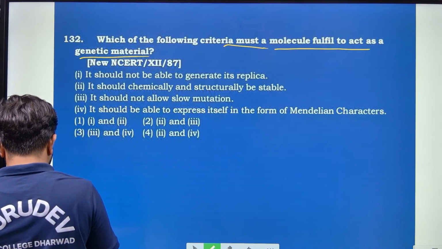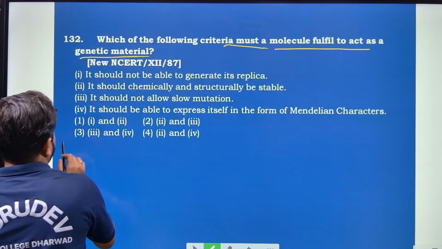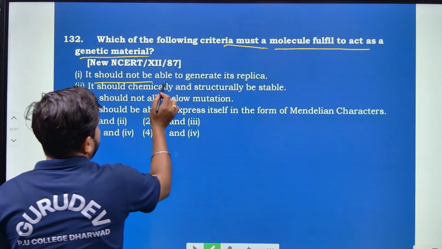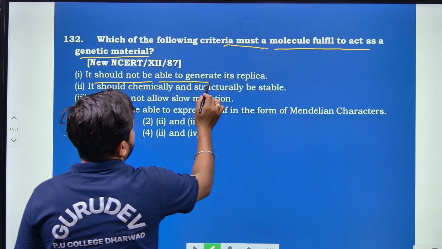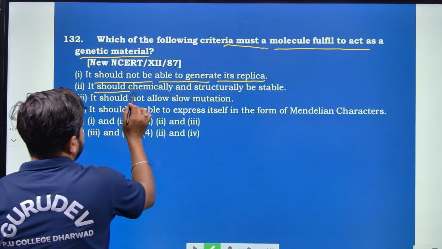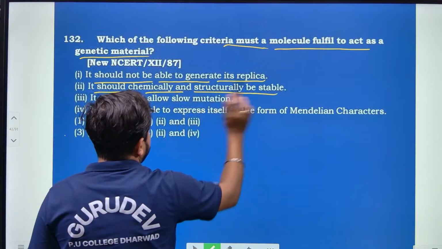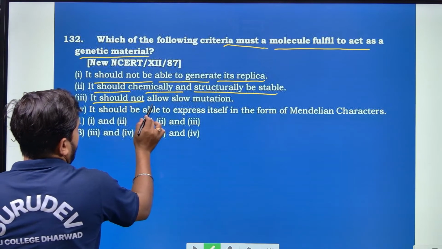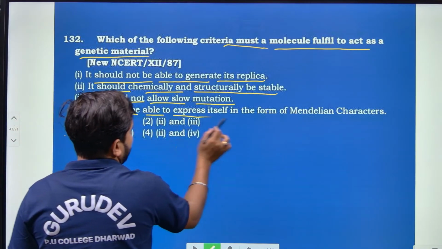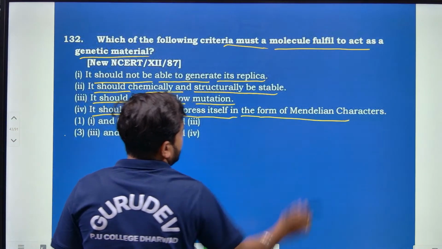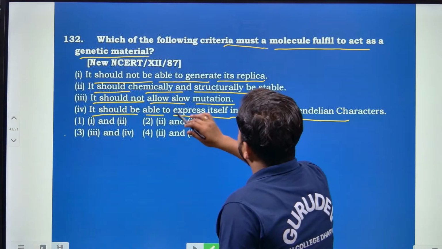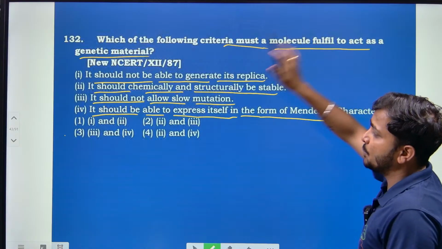So we should find out which is actually the better genetic material based on this, right? It should not be able to generate its replica. It should chemically and structurally be stable. It should not allow slow mutations. It should be able to express itself in the form of the Mendelian character.